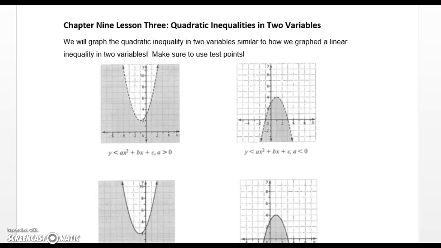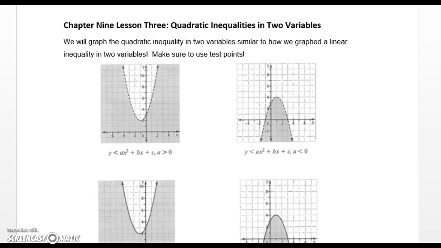In this video, we're going to look at Lesson 3 from Chapter 9, which is looking at quadratic inequalities in two variables. So we're going to look at graphing the quadratic inequality in two variables, and we're going to use a method similar to how we graphed a linear inequality in two variables, which is what we saw in the last video. One point to remind yourself about is that we need to make sure we use our test points when we're shading.